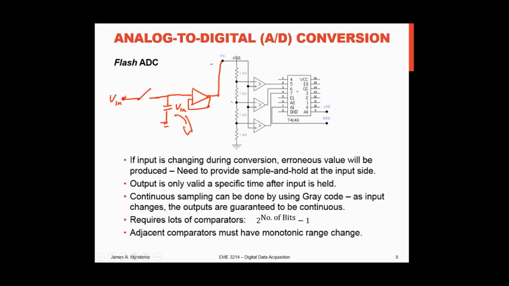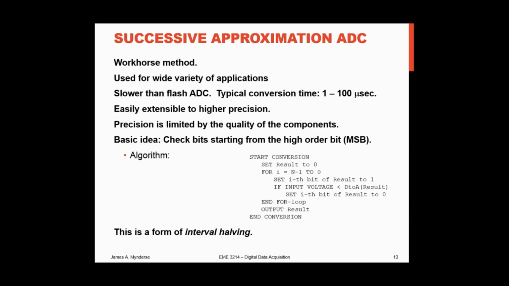But anyhow, move on. Successive approximation is probably the most common A to D converter. It's slower for a couple of reasons. One, you're doing a comparison, and the comparison is done against the output from a D to A converter. So the time it takes for the D to A converter to get a value latched in, stabilize and output the right voltage, that's a delay. And then you can do the comparison, and that takes time, et cetera. So it takes more time than the flash.